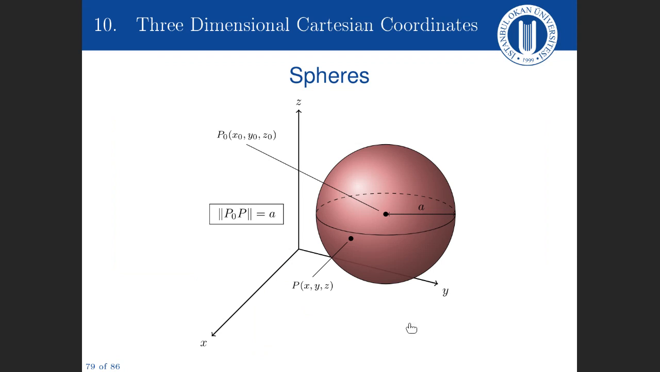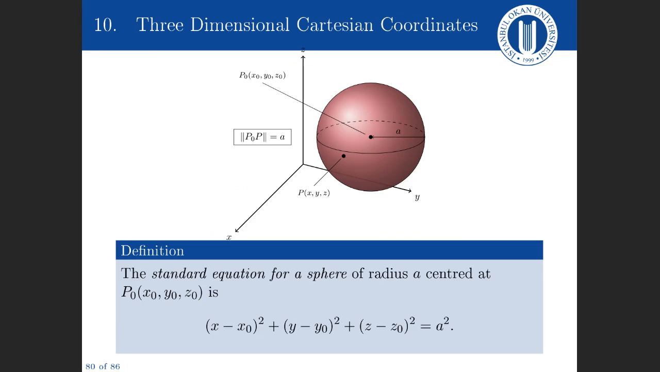I want to talk briefly about spheres. The center of this sphere, I'm going to call the point x0, y0, z0. And the radius of the sphere, I'm going to call A. A point x, y, z is on the sphere. Here's the rule. If the distance between P0 and P is always equal to A. And then from that, combining that with our distance formula, we find that the standard equation for a sphere of radius A centered at x0, y0, z0 is this. X minus x0 squared plus y minus y0 squared plus z minus z0 squared is equal to A squared.